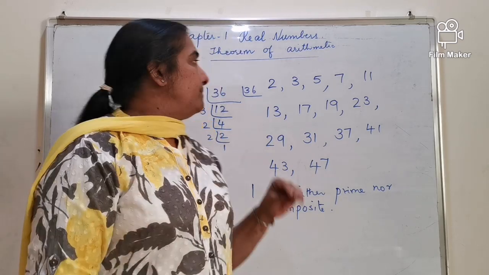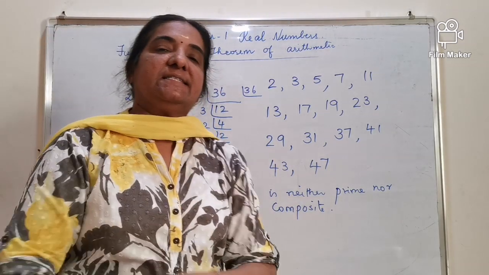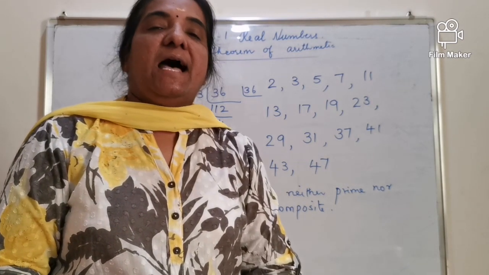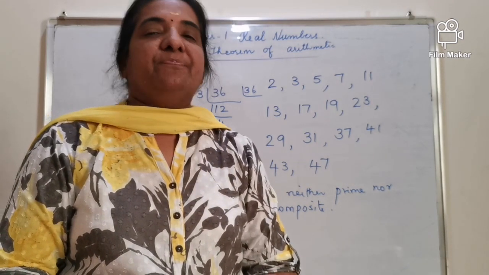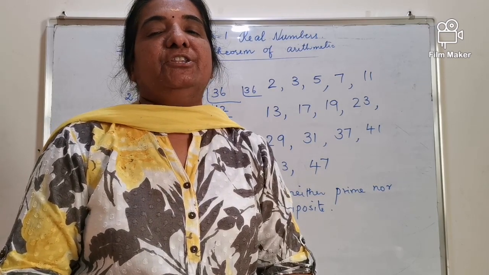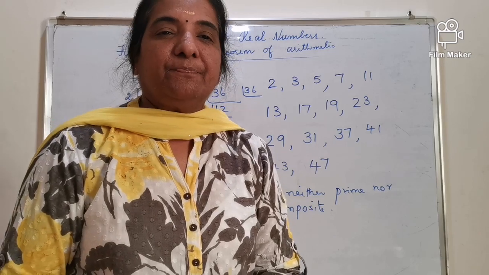Once again, I'll repeat. The fundamental theorem of arithmetic states that every composite number can be expressed as the product of prime factors, factorization being unique apart from the order in which the prime factors occur.